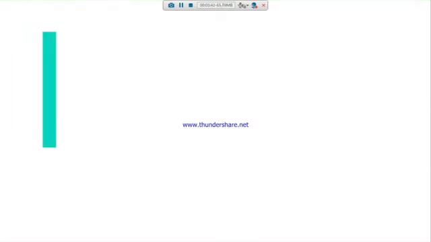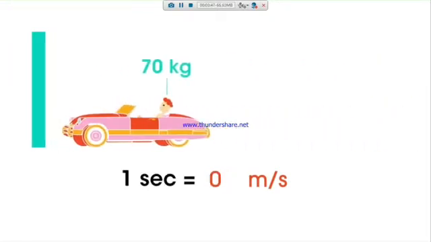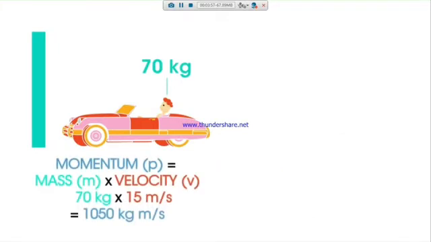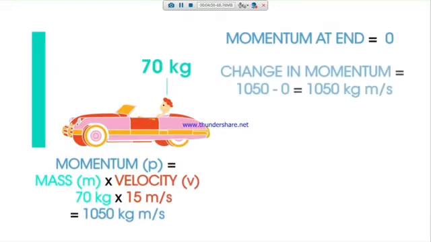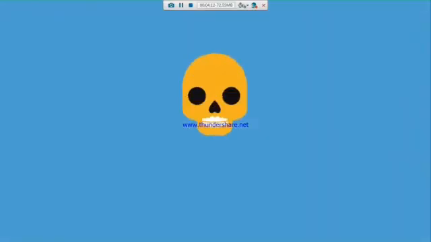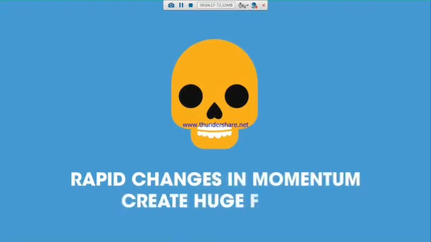Imagine a person with a mass of 70 kilogram is traveling in a car at 15 meters per second. The car comes to a complete stop in 1 second. What is the force acting on the person? Pause the video while you work it out. Now check your answer. That force acting on a person could be fatal. Rapid changes in momentum create a huge force that is dangerous.